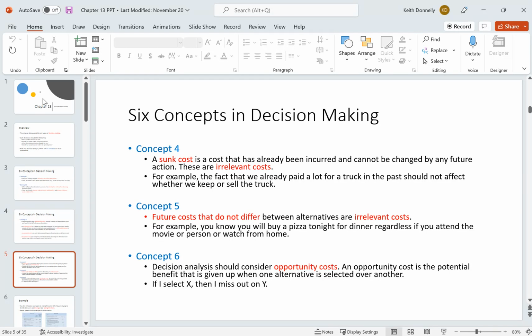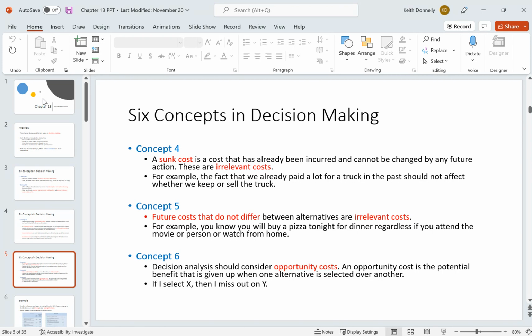All right, concept 5. Future costs that do not differ between alternatives are irrelevant costs. For example, you will buy a pizza tonight for dinner regardless if you attend a movie in person or you watch from home. Let's say you're making your plans tonight. You have two options. You can watch a movie at home. You can watch it at the movie theater. Either way, if you watch it at home, you're going to order the pizza, or if you go out, you're going to pick up the pizza and eat it on the way there.